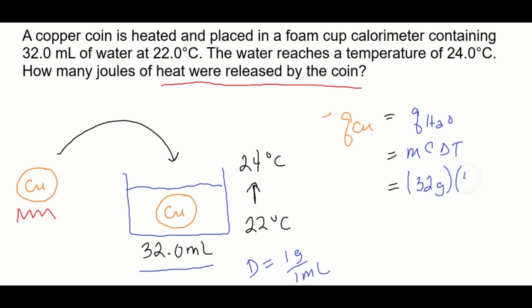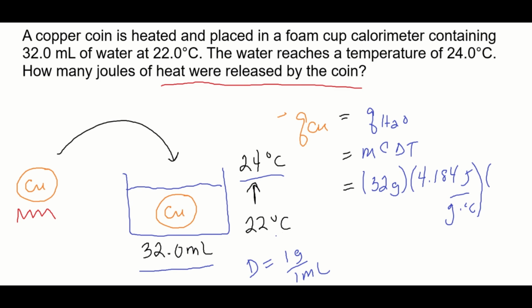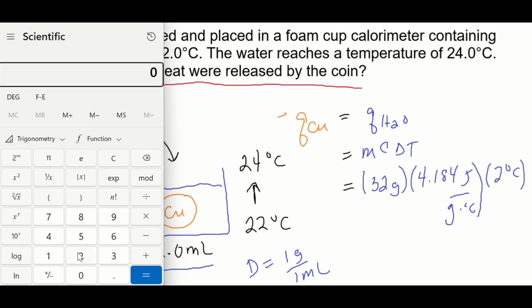The specific heat of liquid water is 4.184 joules per gram degree Celsius. The final temperature of the water is 24 degrees, and the initial temperature of the water is 22 degrees. So the change in temperature is 2 degrees Celsius. So the heat absorbed by the water is 268 joules.